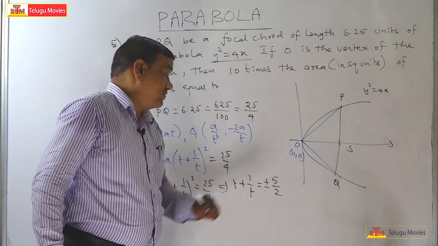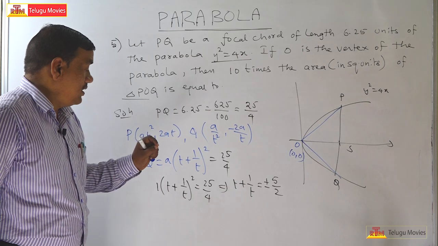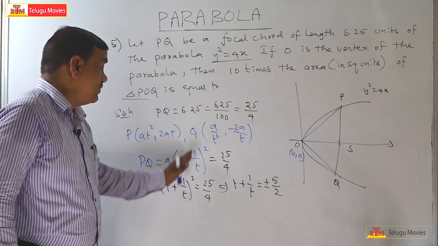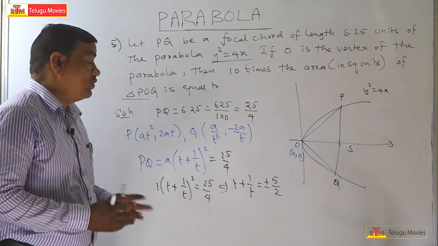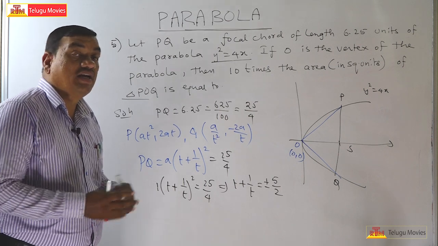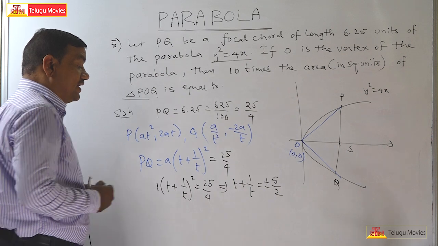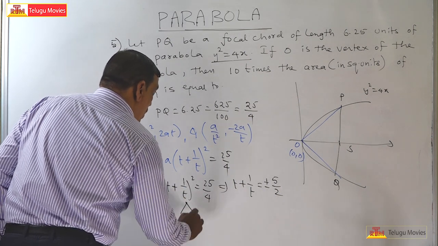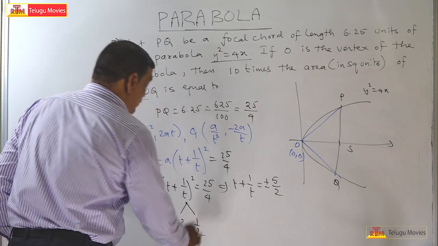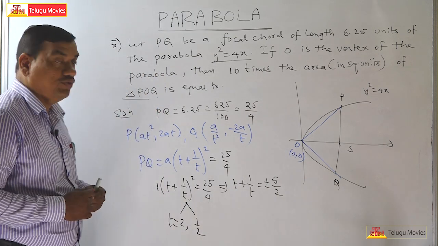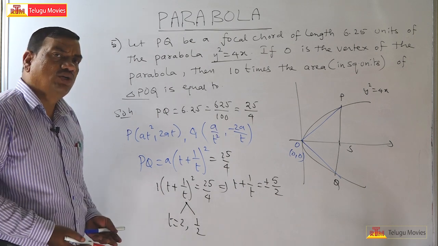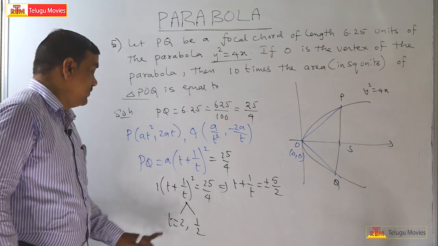Otherwise, you can take a quadratic equation: expand a plus b whole square, you will get a quadratic equation, and you will get the solution as t is equal to 2 or 1 by 2. Let us take t is equal to 2 or t is equal to 1 by 2, no problem.